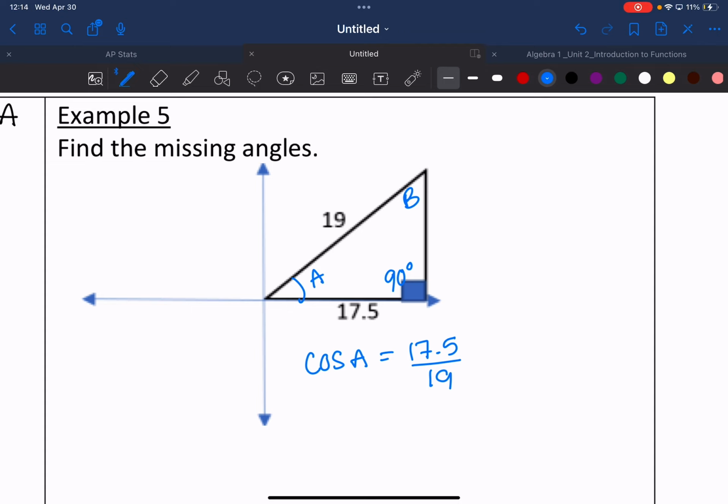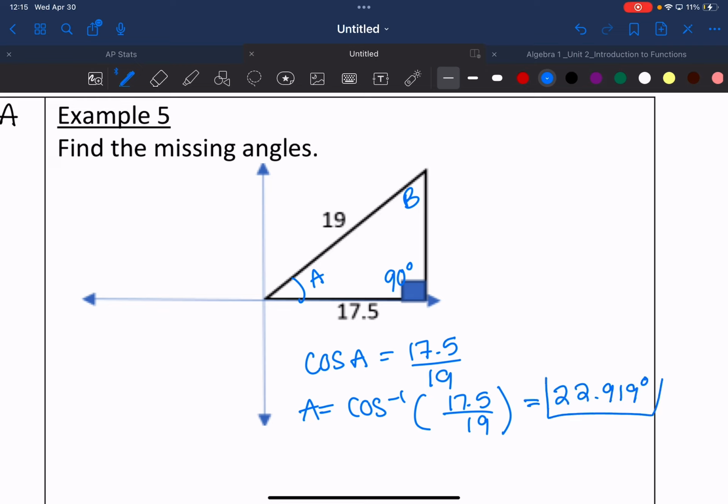You did the inverse of cosine. So A is equal to cosine inverse of my fraction 17.5 over 19, which stays the same. You're going to plug this exactly how it is into your calculator, and you'd get 22.919 degrees. You can round this to 2 or 3 decimal places. Either is fine.